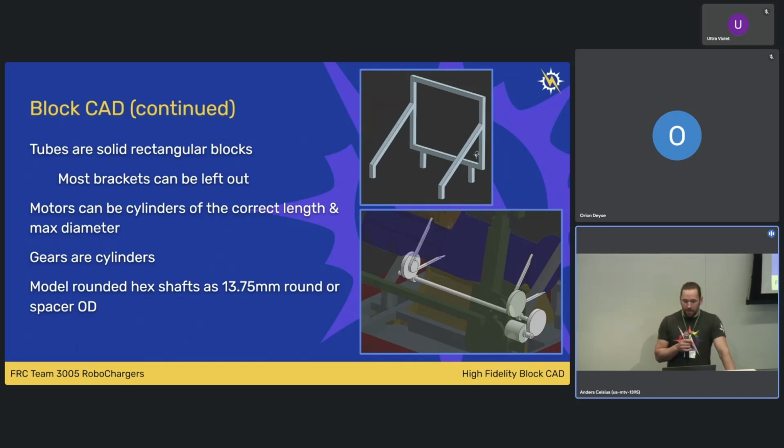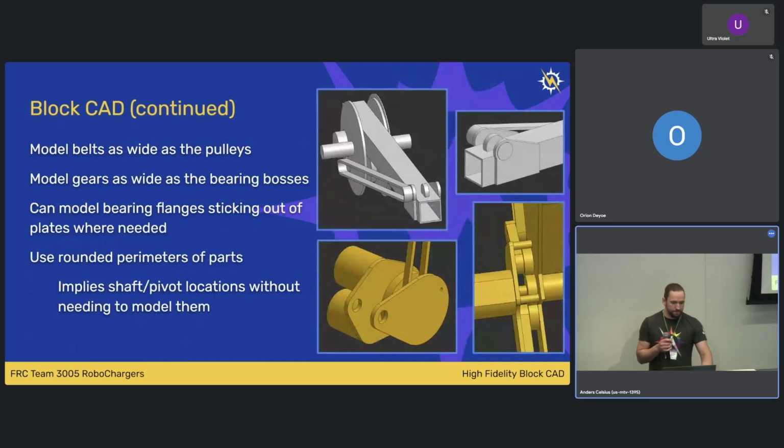And then sometimes we'll model shafts as needed. I'd usually just model them as the 13.75 millimeter round if it's rounded hex, or if it's got spacers on it and I care about the clearance, I'll model whatever the spacer OD is. We usually 3D print our spacers, so I think it's usually 3/4 or something. I don't remember what we use, but we have a standard.